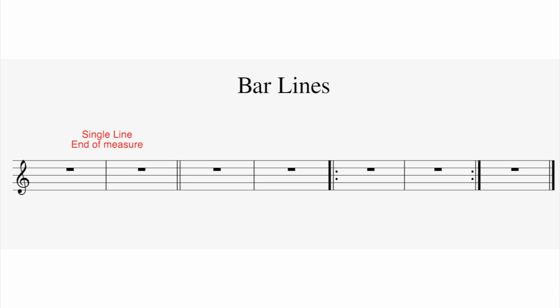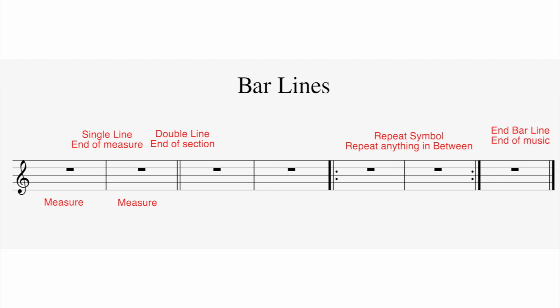In this example, you can see a single line, which indicates an end of a measure. Double lines indicates the end of a section. We use this one for indicating a second verse or another section. And then we have a repeat symbol. Now, this basically means you'll have to repeat anything that is in between the repeat symbol. And then at the end, we have the end bar line. Now, let's put an example with the note duration and the bar lines.